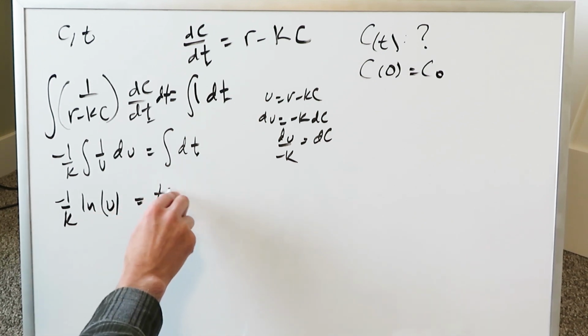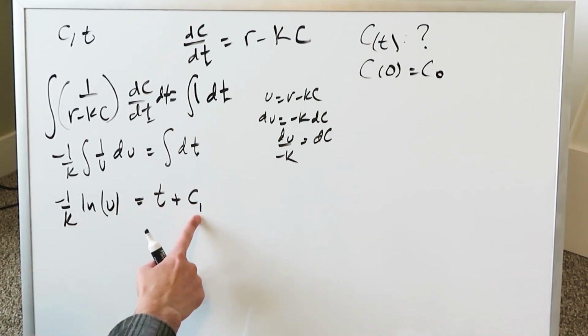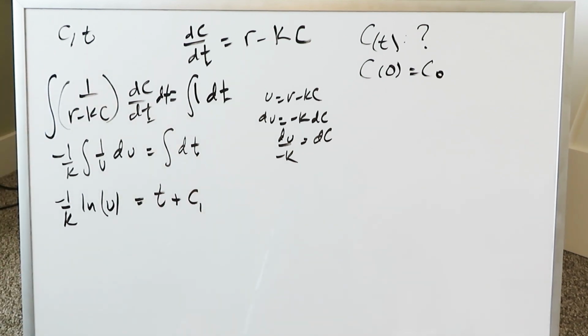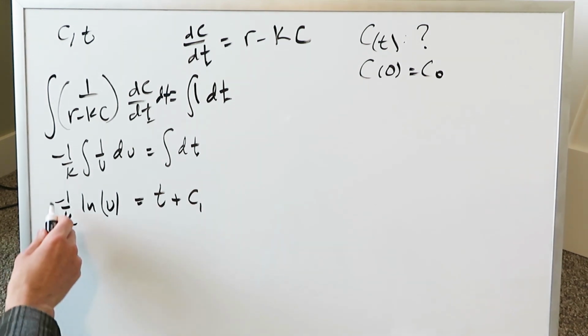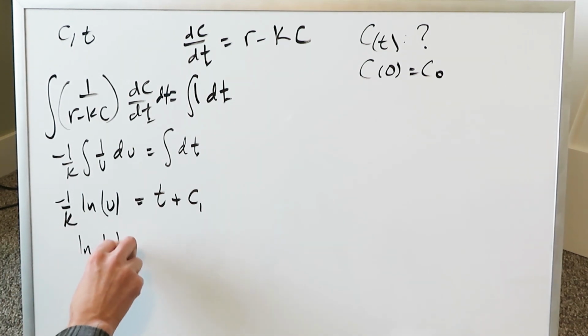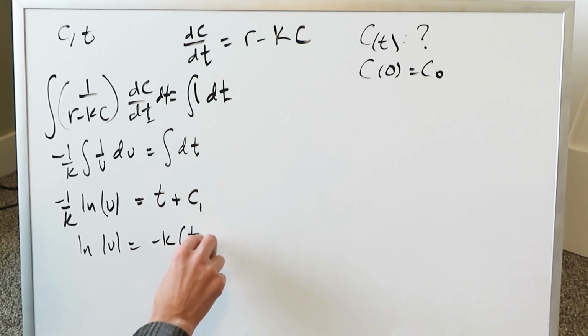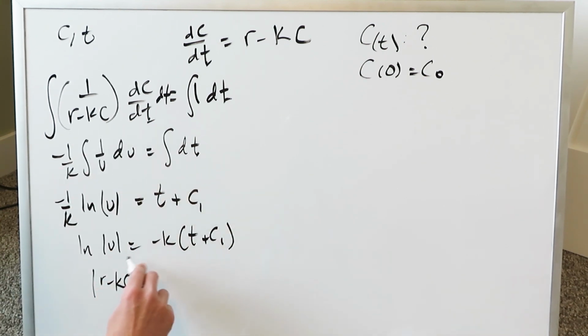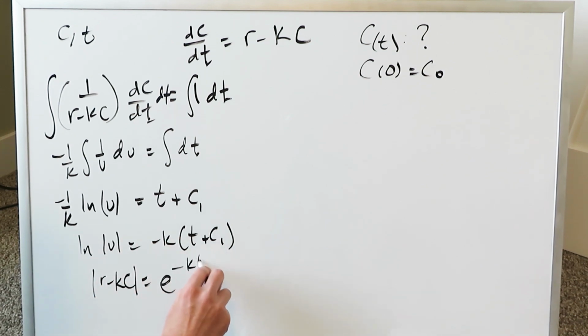From here you have t plus C1, and I'm putting a 1 here to distinguish it from this C. This is the constant of integration. That's my variable which implies concentration of glucose. Take the k to the other side with the minus sign. Natural log u is equal to minus k times parentheses t plus C1. Take the natural log to the other side and resubstitute the u. The u was equal to r minus kC, which is equal to, bringing the exponential, e to the power of minus kt minus kC1. You see how I've opened it up?